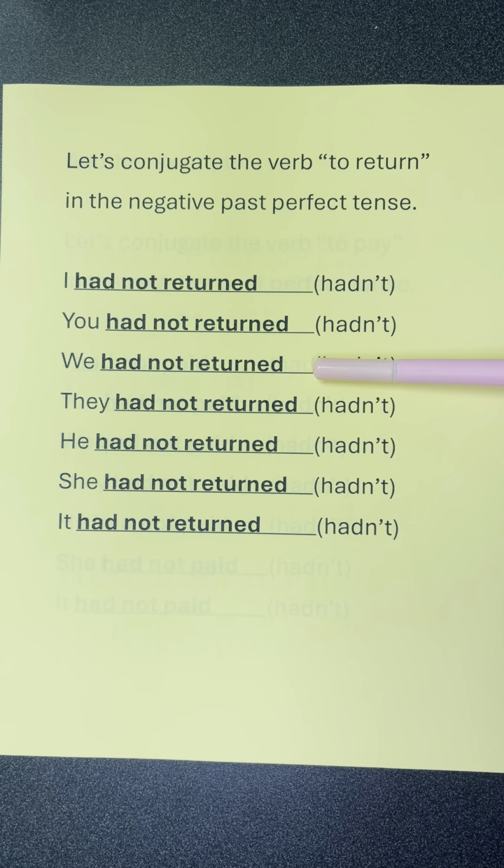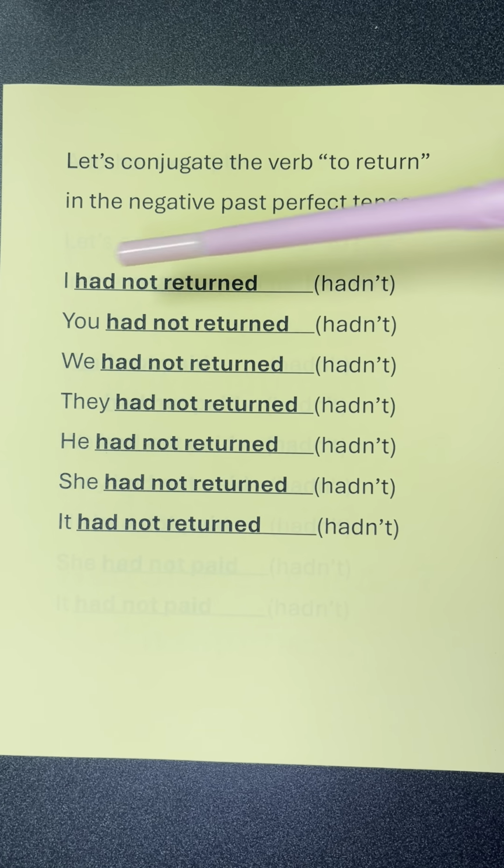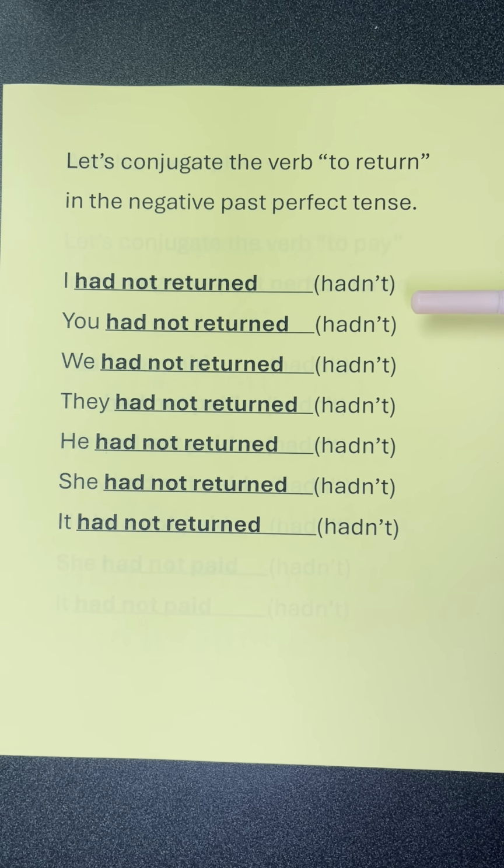We had not returned. They had not returned. He had not returned. She had not returned. It had not returned. While we are here, let's look at the contraction for had not. That would be hadn't. So I'll go through it again, but this time with the contraction.